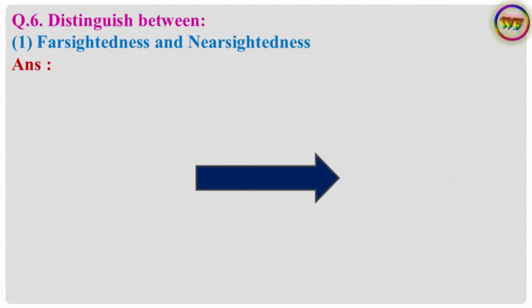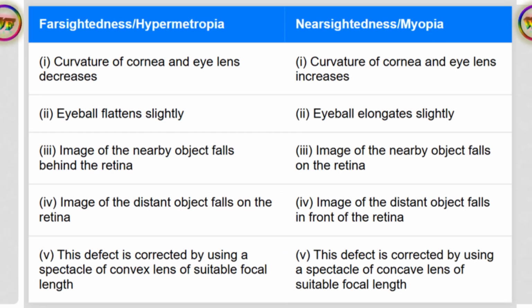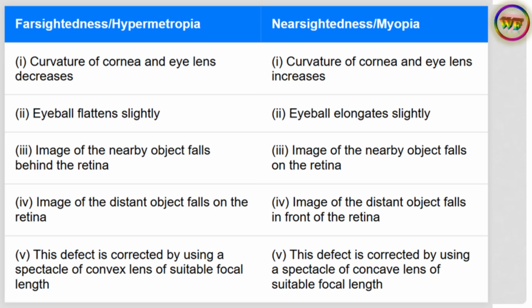Question 6. Distinguish between. Sub-question 1. Farsightedness and nearsightedness. Answer is on the next slide. Answer is given directly.